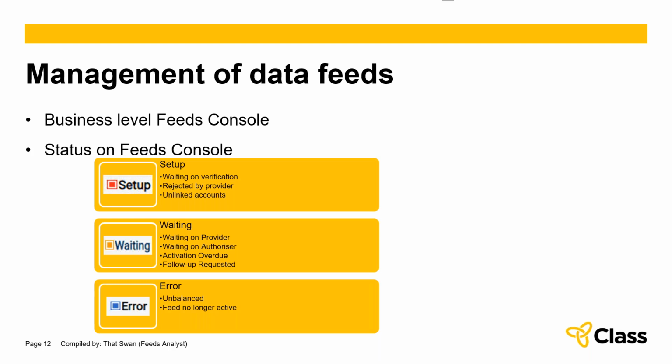Waiting on authorizer. That's something you would have put in as an administrator or the feeds person in the team, setting up the feed saying, I'll put it on authorizer because I don't have information handy yet. I'll come to it later. And that's why this setup comes in very handy. Follow-up requested. So after the 10 days period when you've gone into activation overdue and you request a follow-up, this is where it's an indicator. How many days has it been since I've requested a follow-up? Error, I will go through that in detail.